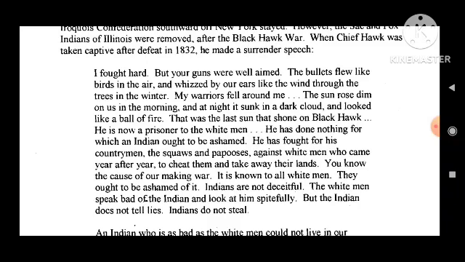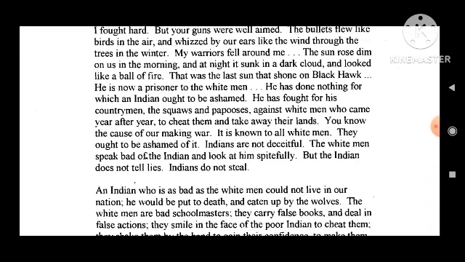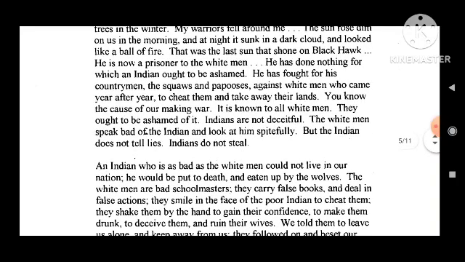He has done nothing for which an Indian ought to be ashamed. He has fought for his countrymen, the squaws and papooses, against white men who came year after year to cheat them and take away their lands. You know the cause of our making war. It is known to all white men. They ought to be ashamed of it. Indians are not deceitful. The white men speak bad of the Indian and look at him spitefully.